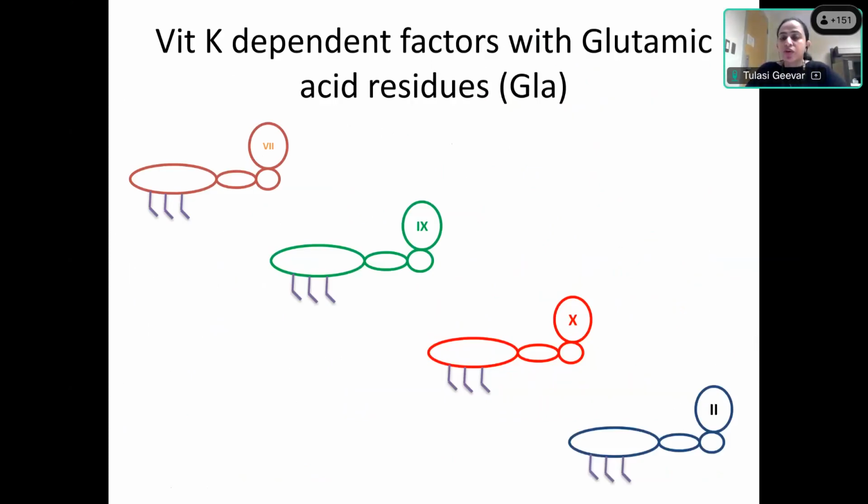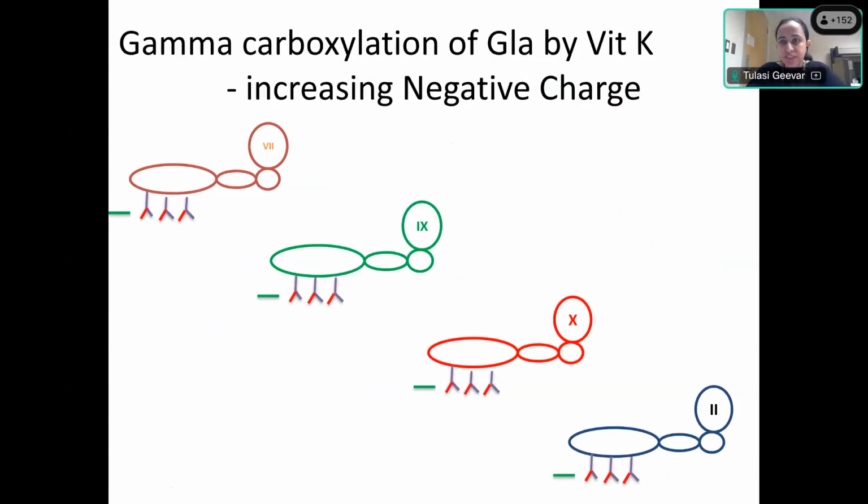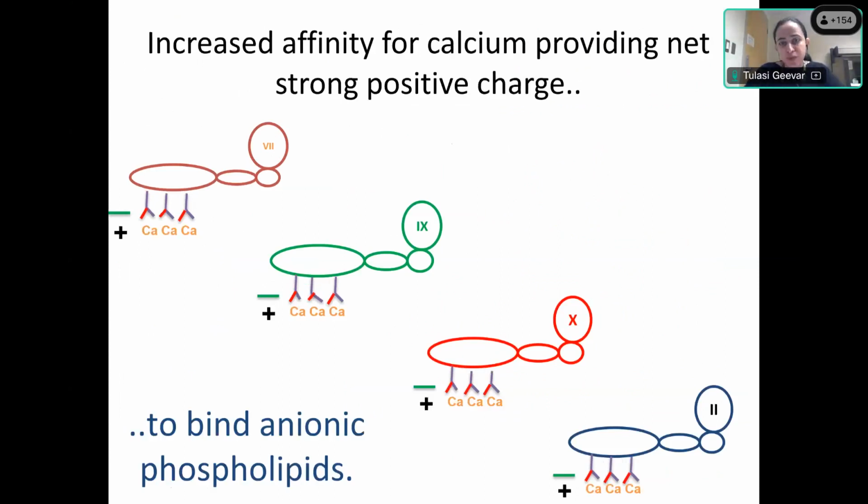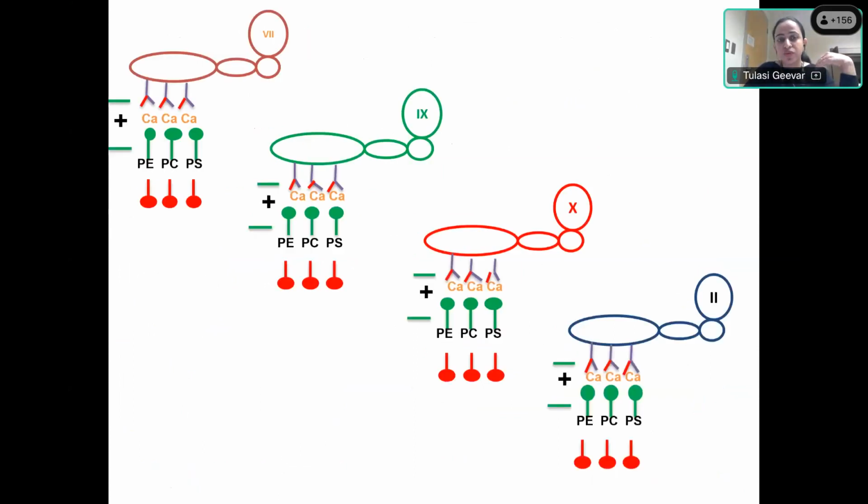Now, vitamin K causes gamma carboxylation of the vitamin K dependent factors, increasing the negative charge. Once these factors have a negative charge, they get attracted to the calcium chloride. Once they bind to calcium, they get a net positive charge, thereby they get attracted to the anionic phospholipids. Now, where do you get anionic phospholipids? We see anionic phospholipids on the surface of activated platelets. So all these coagulation factors get attracted to the anionic phospholipids at the site of the clot formation. So they come and bind to the cell surface.